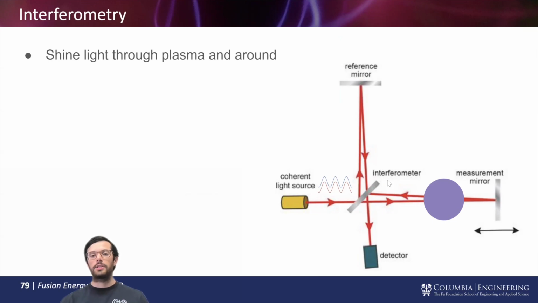The other branch of light goes the same distance. So these legs are the same distance, but it goes through our plasma. The purple is our plasma. It bounces off our mirror, goes through the plasma again. It can go through once if you want it to, or it can go through twice. And then in this case, it bounces off the mirror and goes to the detector.